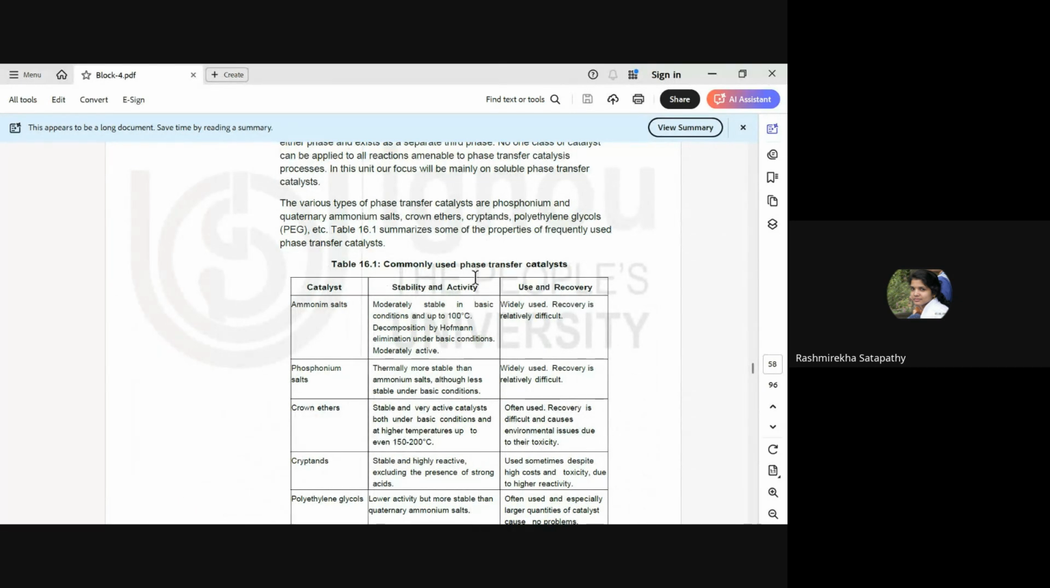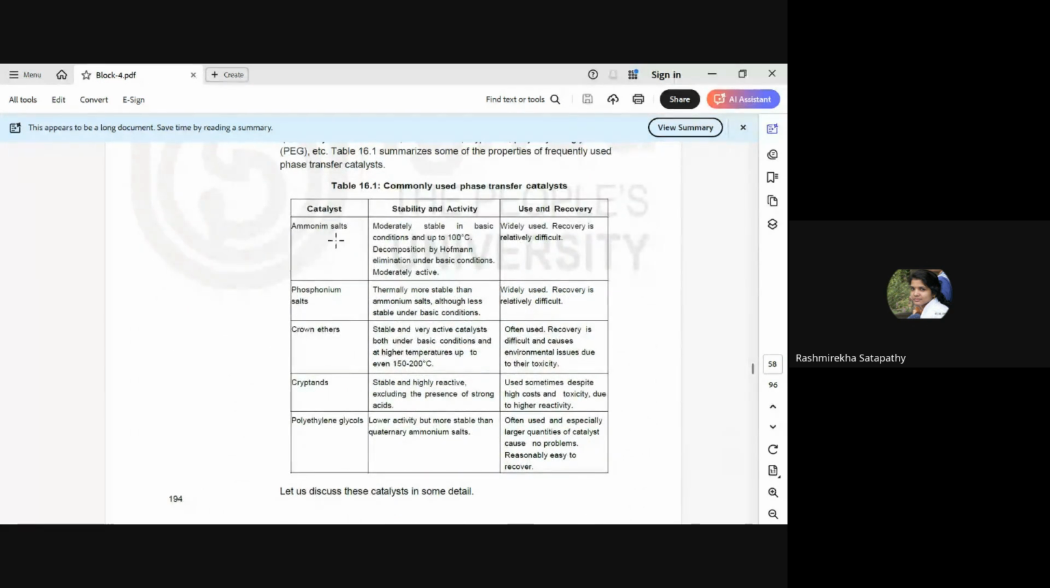So the commonly used phase transfer catalysts: ammonium salts, widely used, with recovery relatively difficult; phosphonium salts, stable and very active catalysts under both basic conditions and high temperature; crown ethers and cryptands, stable and highly reactive, excluding the presence of strong acids; and polyethylene glycol, lower activity but more stable than quaternary ammonium salts.